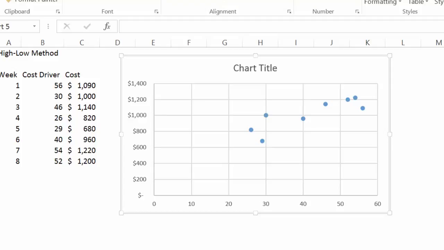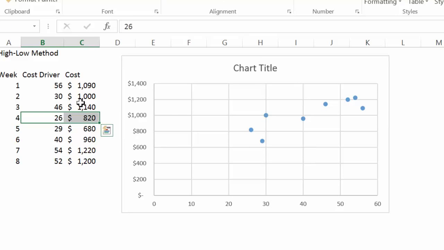Again, remember, we're going to pick up the high and the low based on the cost driver, not on the dollars. Our low is over here. It's 26 and 820. Even though we have a lower dollar amount, we're not going to use that. We want to pick up the high and the low based on the cost driver. And then our high is 56 and 1090, so we're going to pick that one up, even though we have a higher dollar amount.